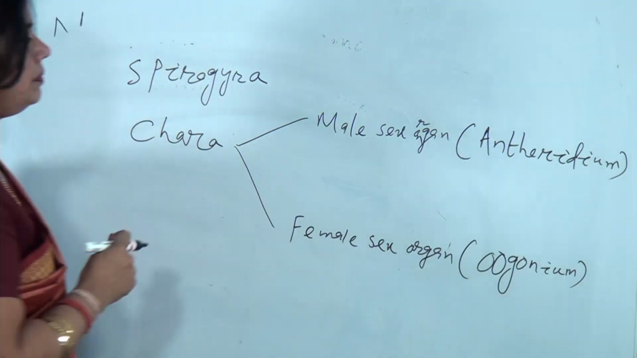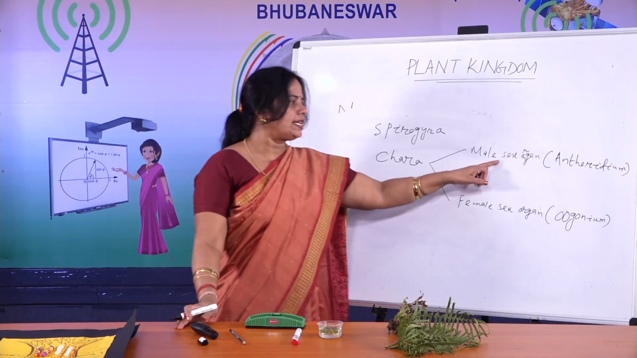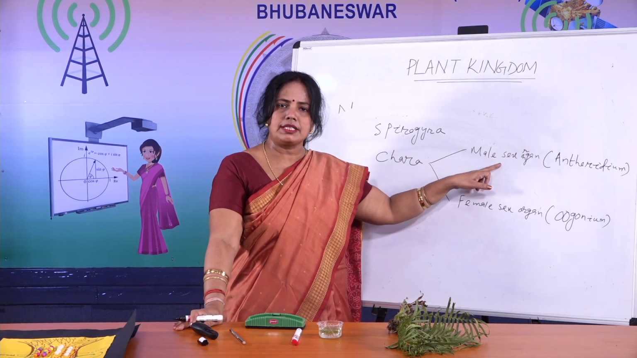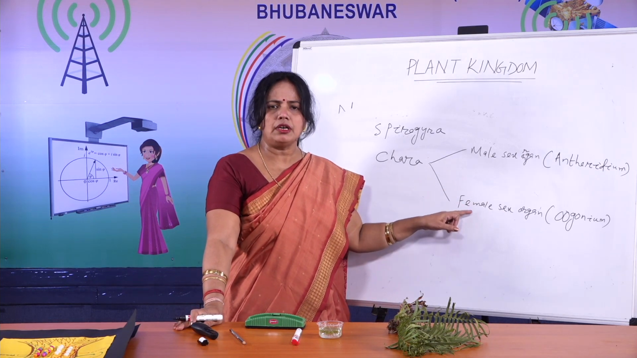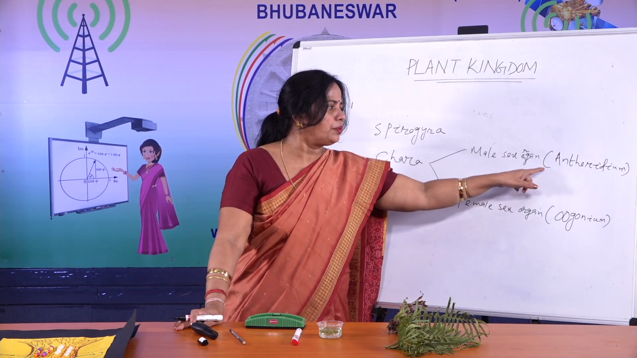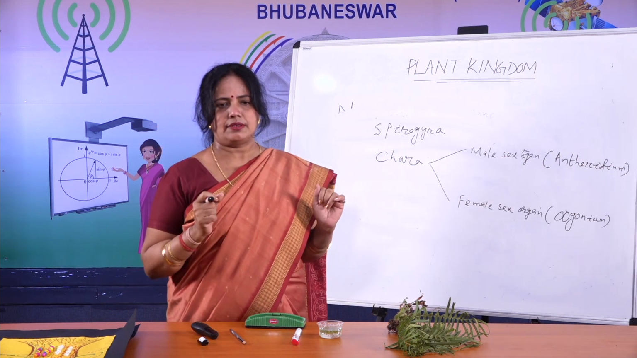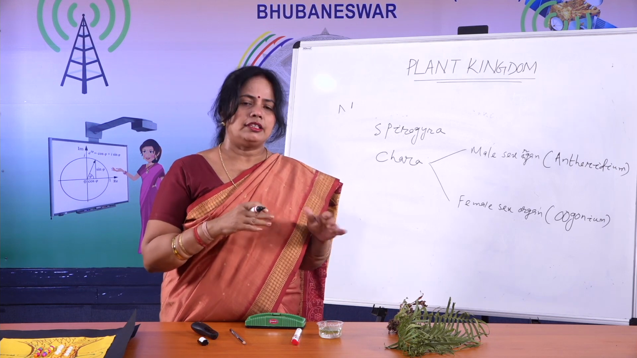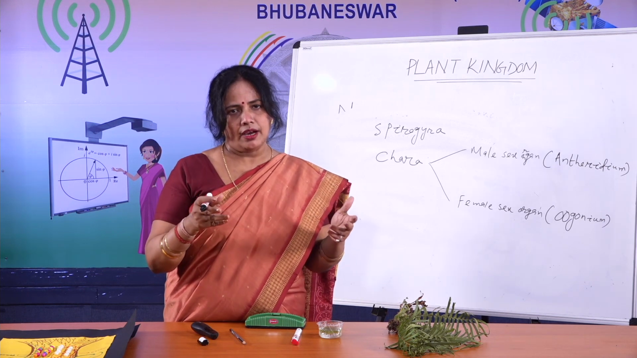Antheridium. So, the male sex organ produces the male gametes. The female sex organ produces the egg, and here the antheridium produces a large number of male gametes, and they are released in the aquatic medium because they are aquatic.